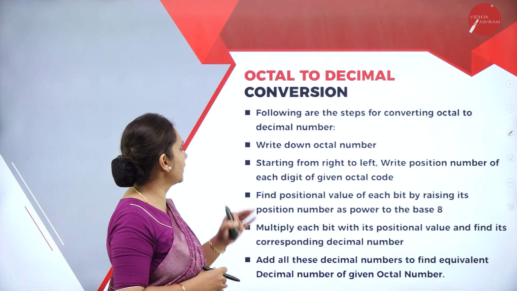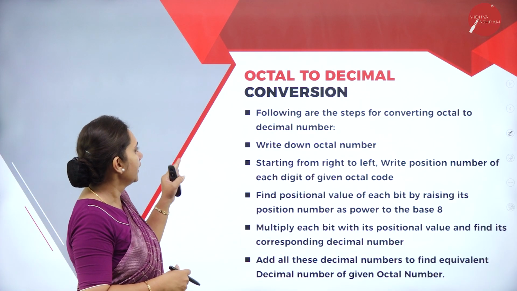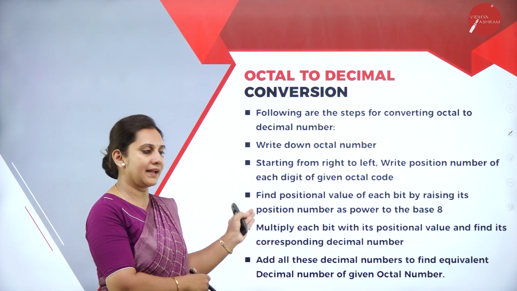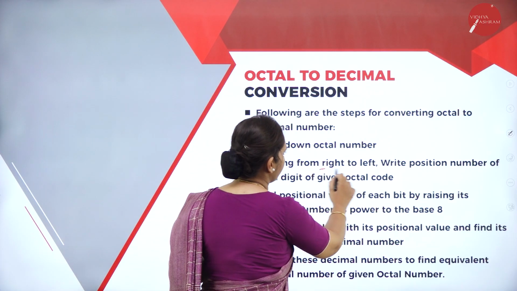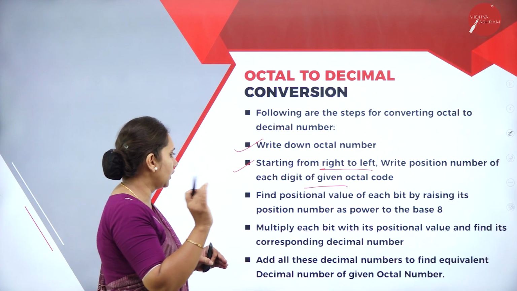Let us understand how to convert from octal to decimal. It is the same as what we did previously for binary to decimal. Again, write down the octal number starting from right to left. Write the position of each digit of the octal number.